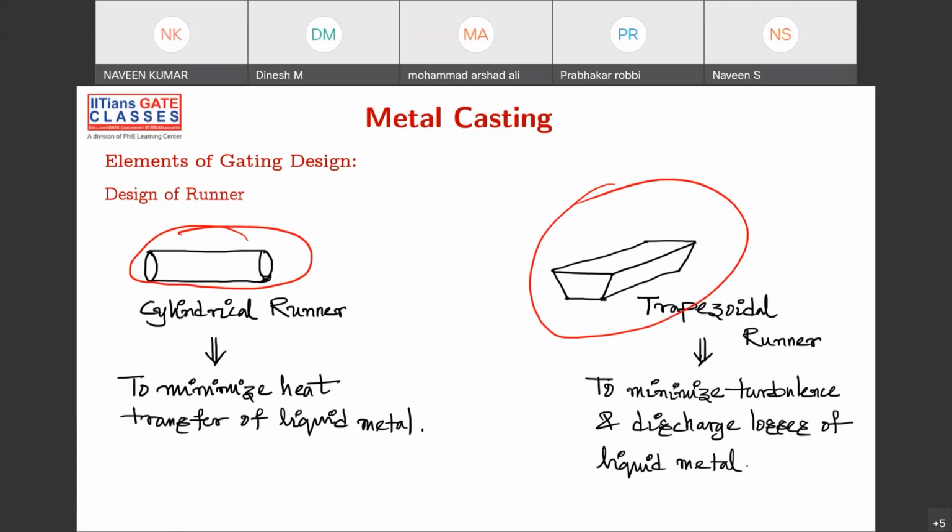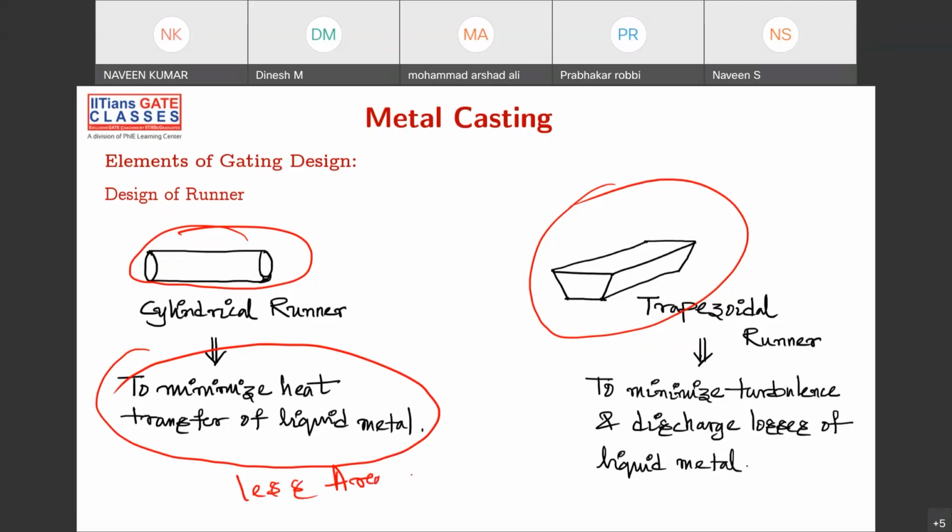Cylindrical runner is used to minimize the heat transfer. Why is that? Why is the cylindrical runner minimizing heat transfer? Because it is having less area of cross section, or less surface area, less surface area.